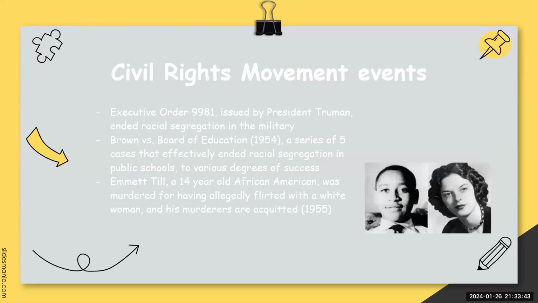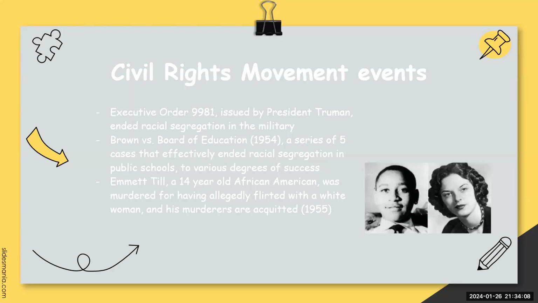All right, so some events were Executive Order 9981, which was by Truman, which ended racial segregation in the military. And then in 1954, there was Brown versus Board of Education, which was a series of 5 cases that effectively ended racial segregation in public schools. Although some did it anyways.